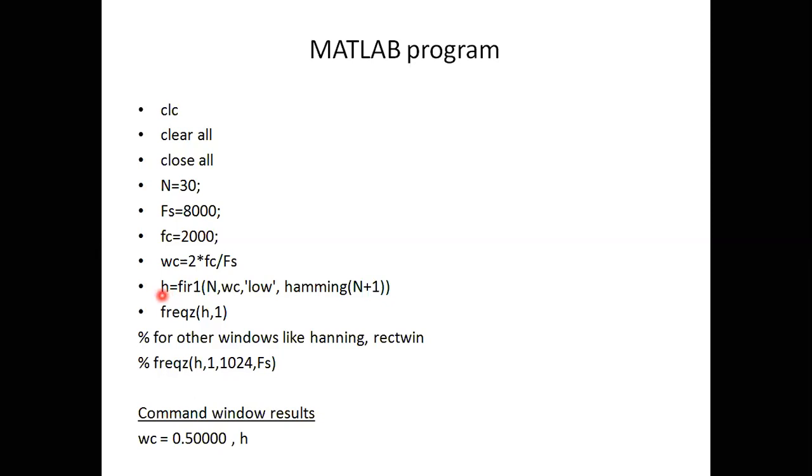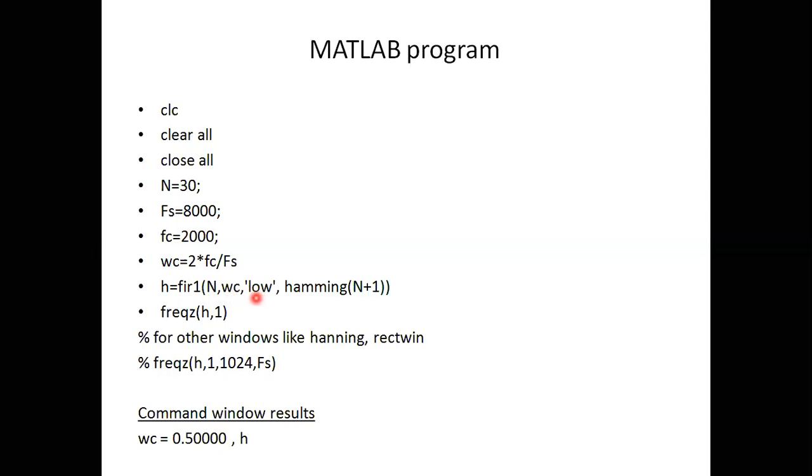So I'm denoting it with h equal to. What is the command to find the coefficients or impulse response? Since you are designing the FIR filter, FIR1 is the command to find the impulse response or the coefficients of the FIR filter. In brackets, what arguments do you need to give? First is the order of the filter. Next is the normalized cutoff frequency.